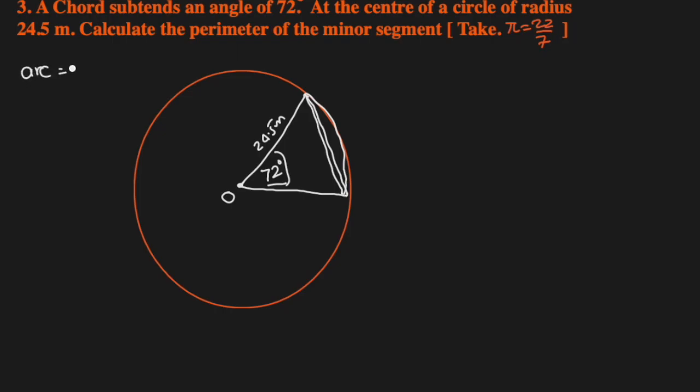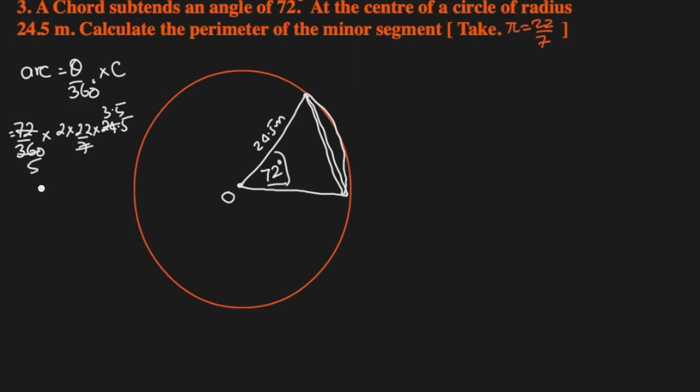Arc length is always the angle divided by 360 degrees multiplied by the circumference. And that's what we're going to do here. 72 over 360 multiplied by the circumference of a circle, which is 2 pi r. 2 pi, they have given 22 over 7, and r is 24.5. And this cancels here, 3.5 here. 72 and this also cancel, 5, and nothing else is cancelling.